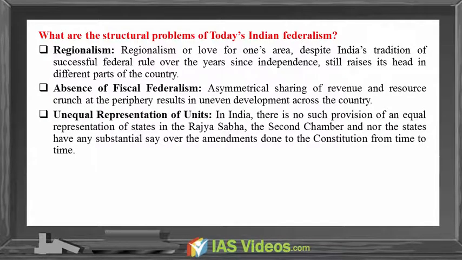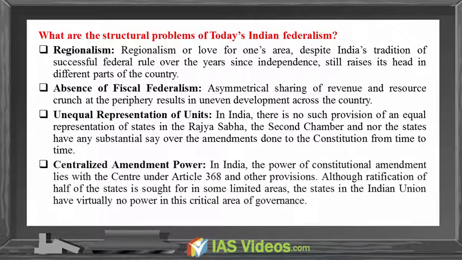Unequal representation of units. In India, there is no such provision of an equal representation of states in the Rajya Sabha, the second chamber, and nor do the states have a substantial say over the amendments done to the constitution from time to time. Centralized amendment power. In India, the power of the constitutional amendment lies with the centre under Article 368 and other provisions, although ratification of half of the states is sought for in some limited areas. The states in the Indian Union have virtually no power in this critical area of governance.